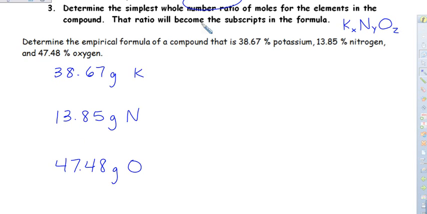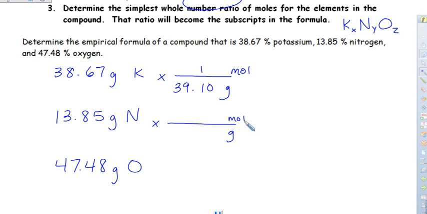I have grams, and I could easily convert from grams to moles. I'll just set up a proportion. Cancel grams, we want moles. 1 mole of potassium on my periodic table is 39.10 grams. And then we just do the same thing for each. Cancel grams, we want moles. 1 mole of nitrogen is 14.01 grams. And then I'll do the same with the oxygen. We want moles. 1 mole of oxygen is 16.00. So for each one, I'm just going to divide across, and leave at least a couple sig figs, decimal spots.